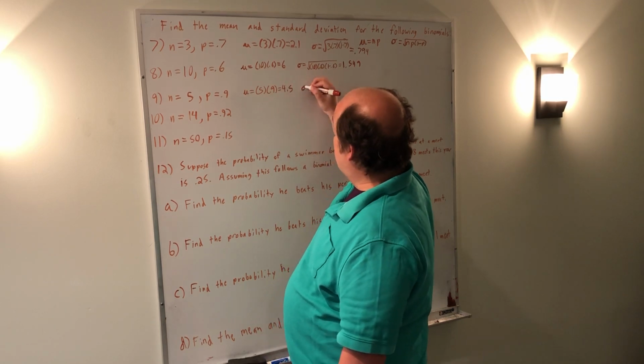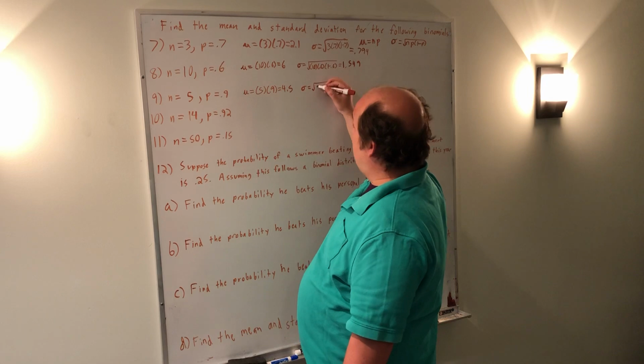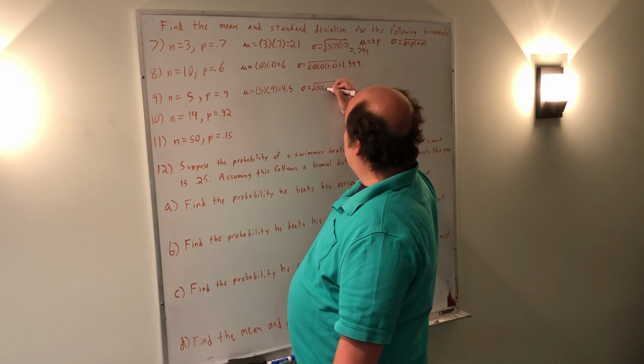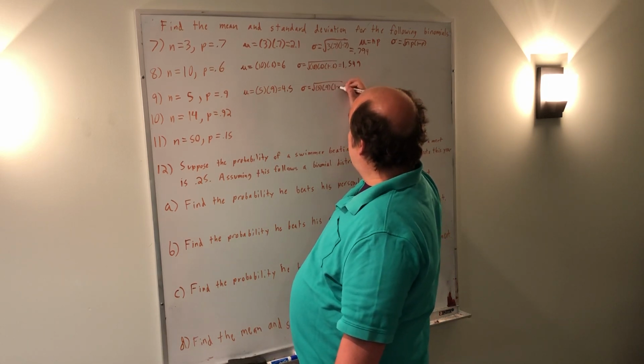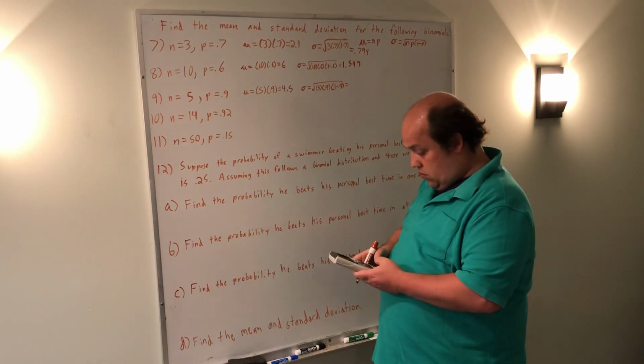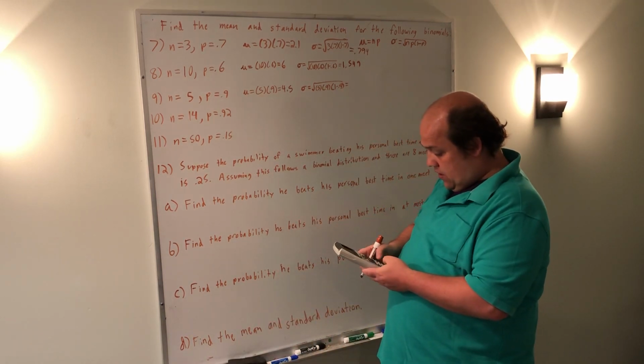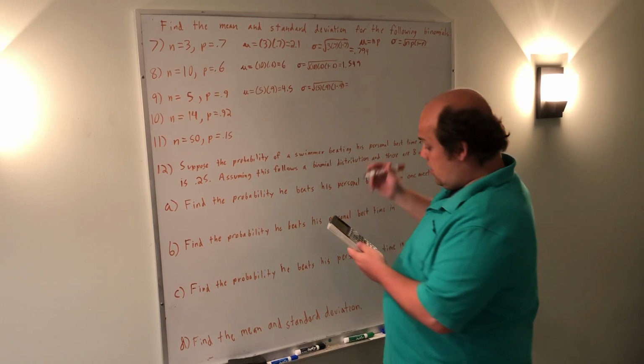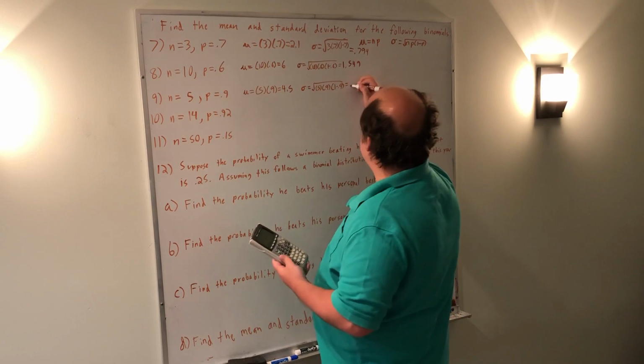For number 9, the mean is going to be 5 times 0.9, which gives me 4.5. The standard deviation is the root of 5 times 0.9 times 1 minus 0.9. When I put that in my calculator, the root of 5 times 0.9 times 1 minus 0.9, I get that to be 0.671.